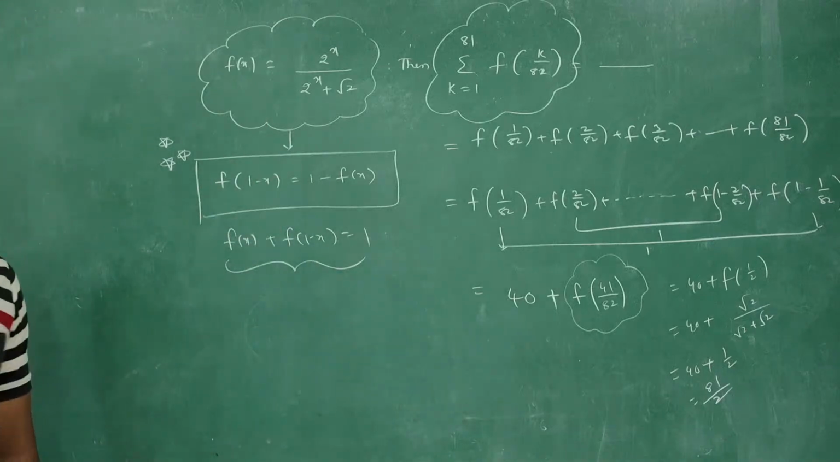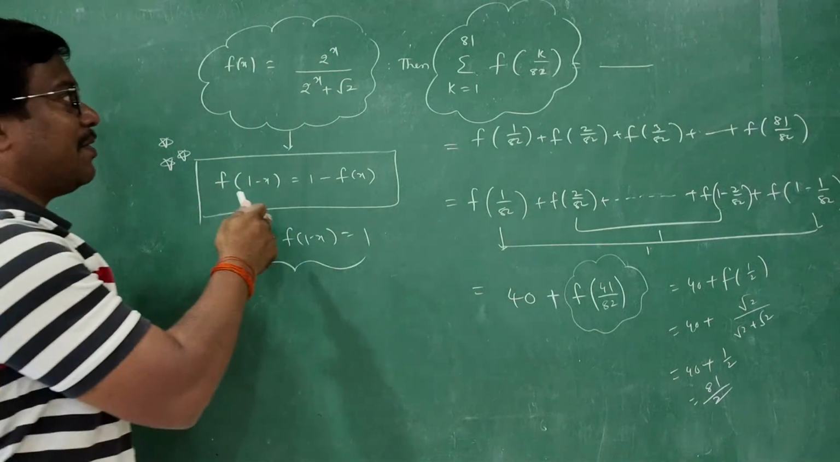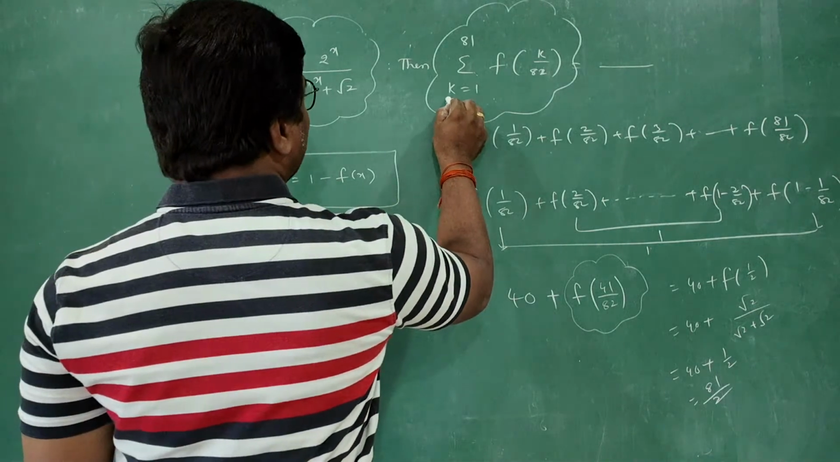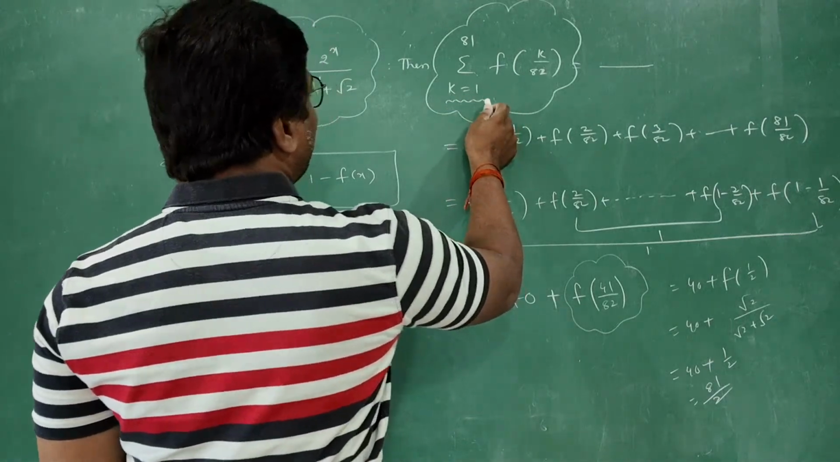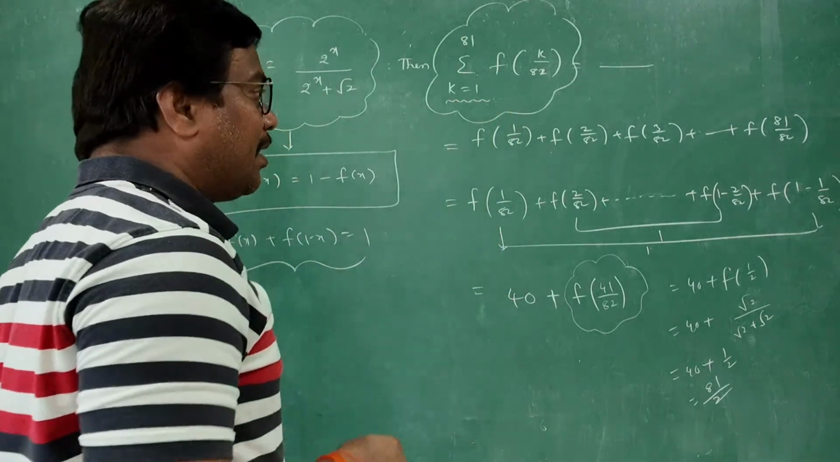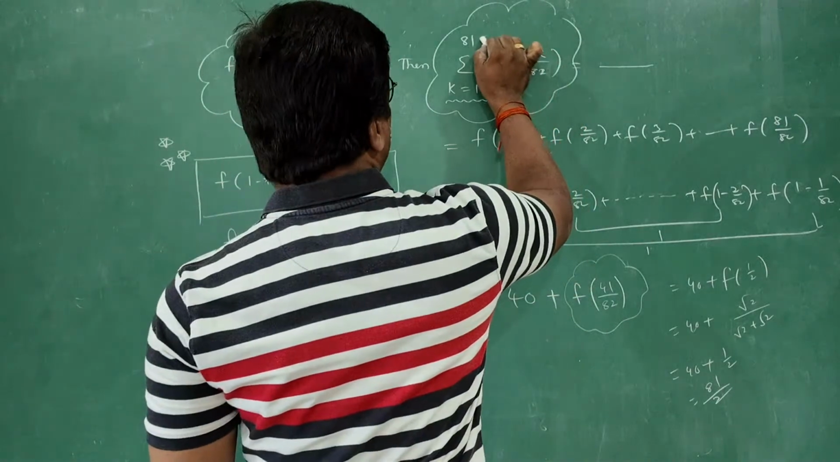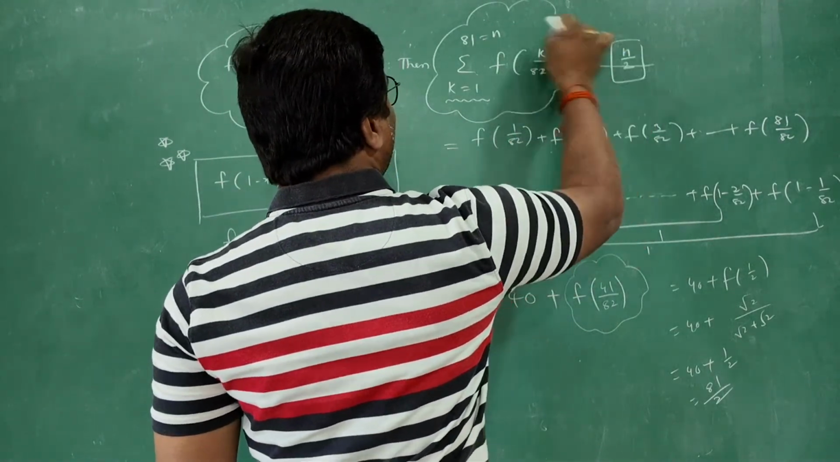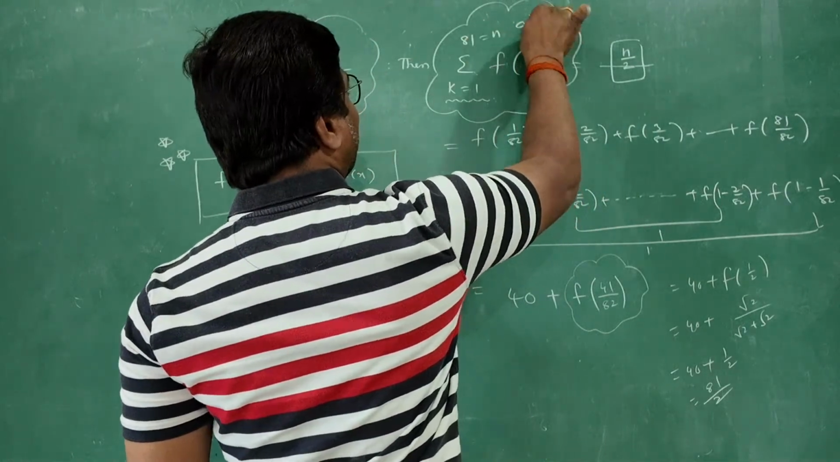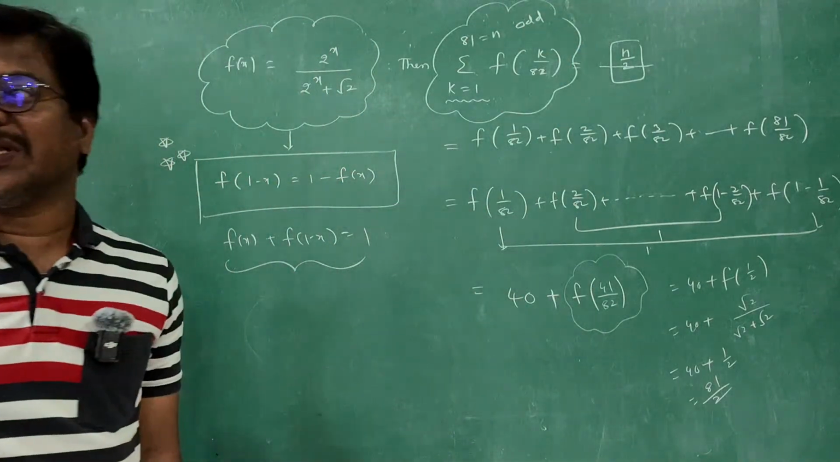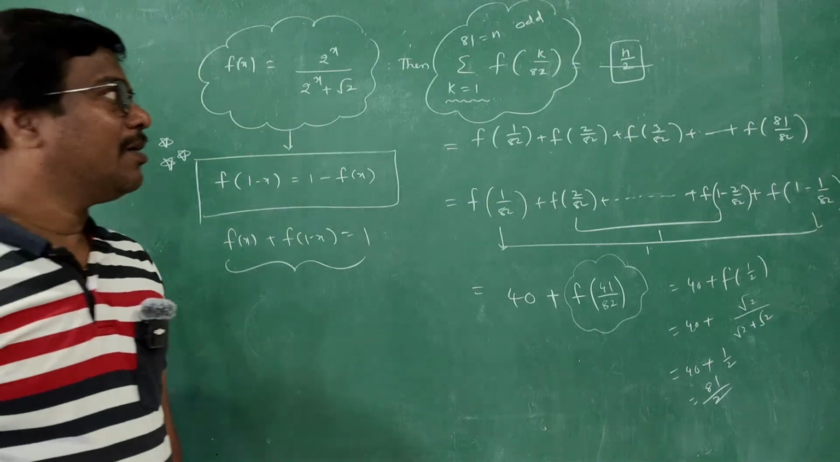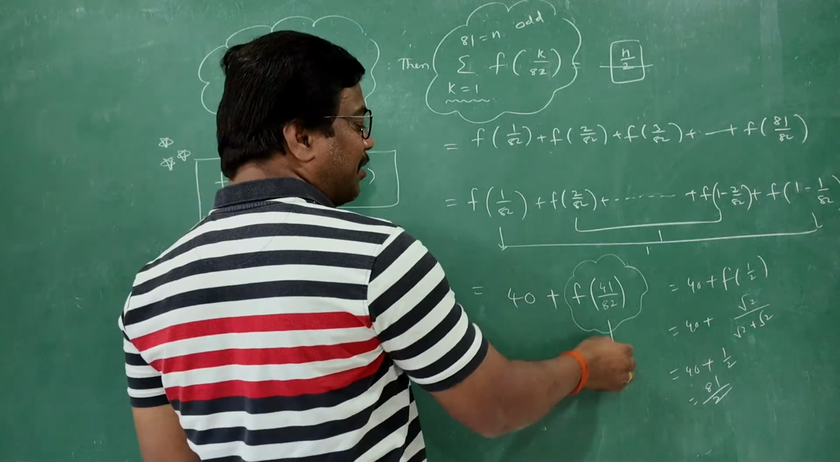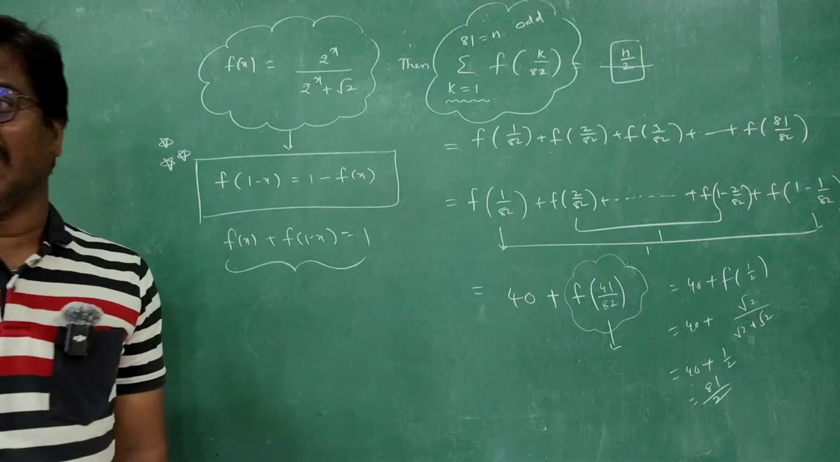remember the functional equation f of 1 minus x equal to 1 minus f of x, as well as suppose the value of k starts with 1 up to the number n, then suppose if it is n, then directly you can write the answer n by 2, and it must be an odd number, remember. When it is an odd number, then only one functional value remains, and it gives the result n by 2.